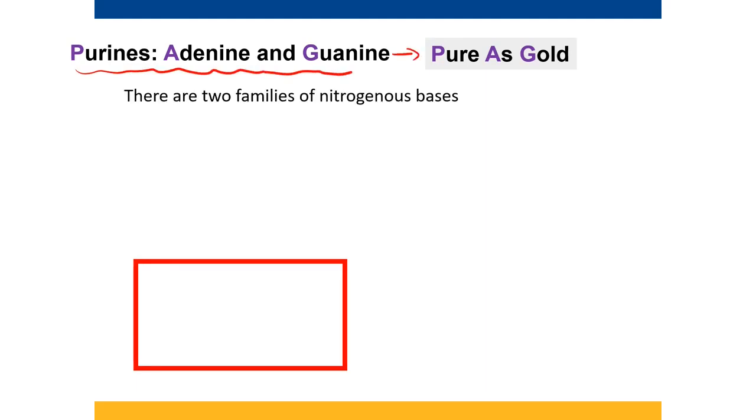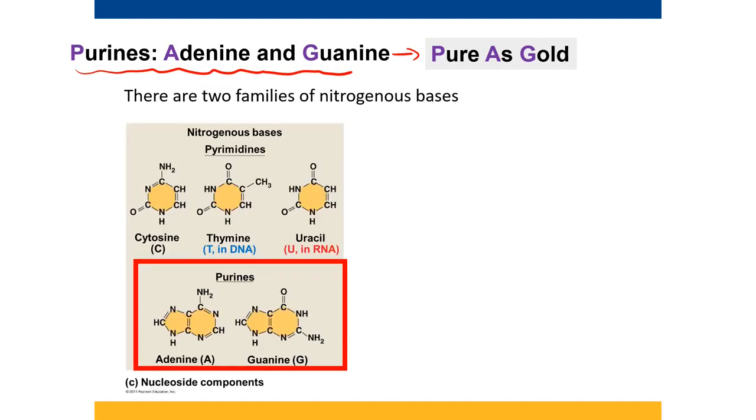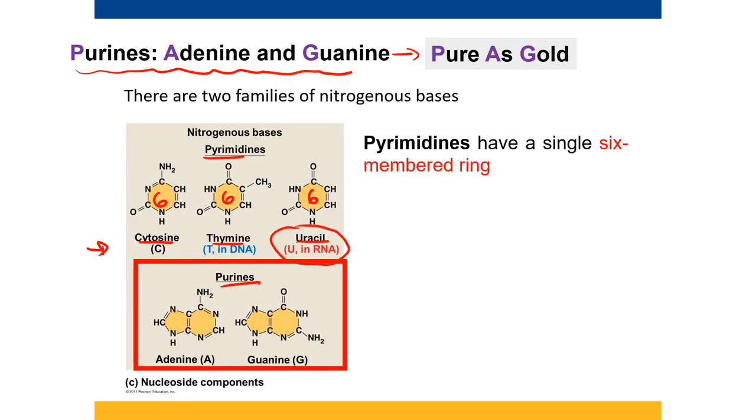But let's first talk about something that I talked about in the video lecture, that there are two families of nitrogenous bases that are pyrimidines and purines. And the pyrimidines are a single ring of 6 members. So here this one has 6, 6, and 6. And there are 3 pyrimidines: cytosine, thymine, and uracil. And uracil is the only one that is only present in RNA. So remember, pyrimidines have a single 6-member ring.